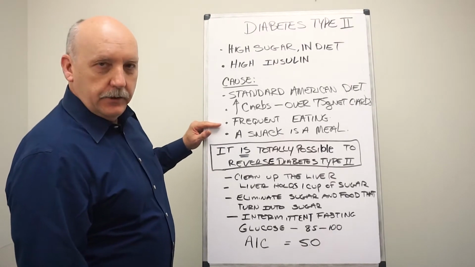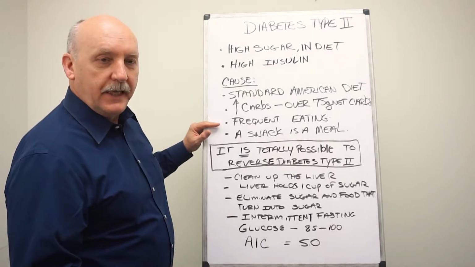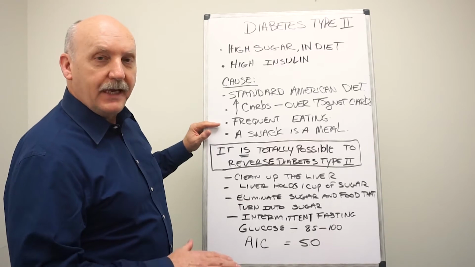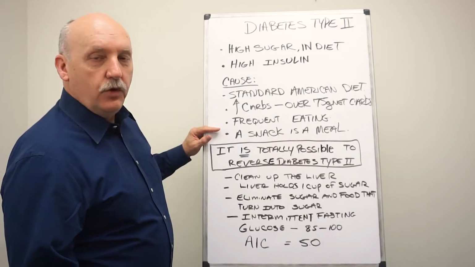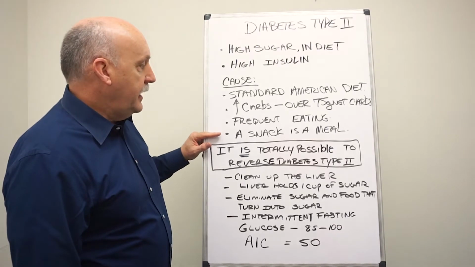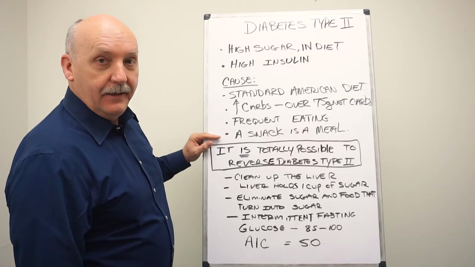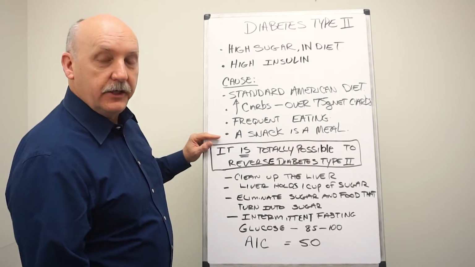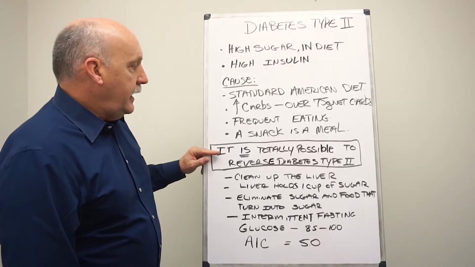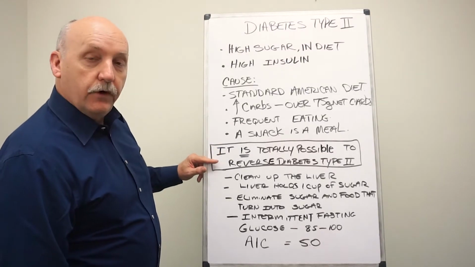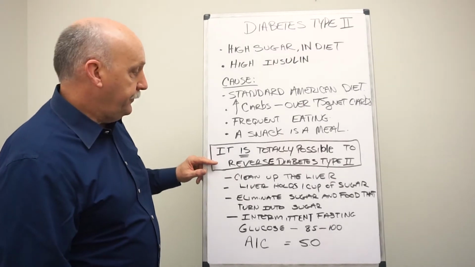Frequent eating is also a problem. You know, the snacking between meals, that started in the 70s to keep your metabolism level. It's only short-lived. It's not something you want to do all the time. A snack is a meal to the body. A small snack is still considered a meal, and it can push that sugar up. It is totally possible to reverse diabetes type 2. We do it in our office all the time.